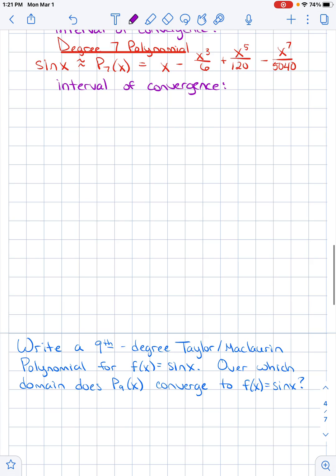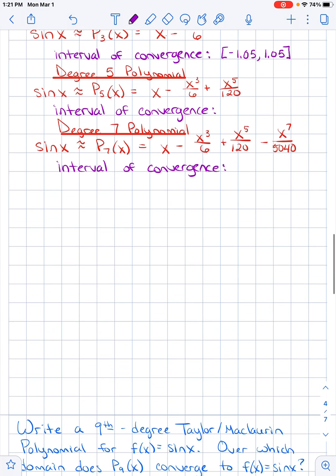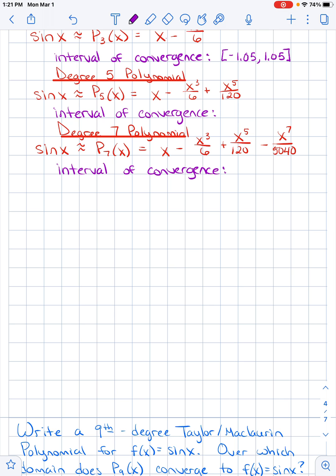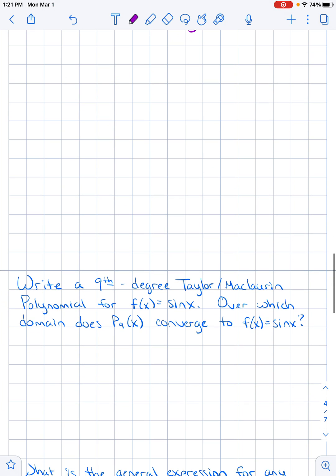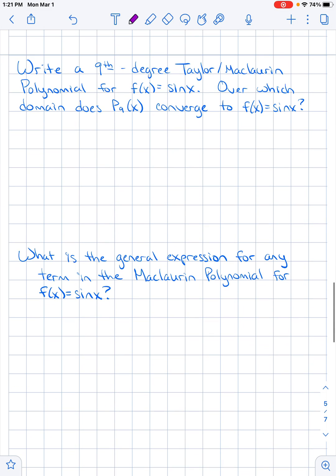Can you now write a ninth degree Maclaurin polynomial for sine x? Based off the patterns you're seeing here, can you write a ninth degree polynomial and tell me over which domain this polynomial converges to sine x? And then tell me if you can write out the general expression for any term in the Maclaurin polynomials for sine x. So this one's going to take you a little bit of time. You actually need to pause and go spend some time on this. See if you can write that ninth degree Maclaurin polynomial and then come back.